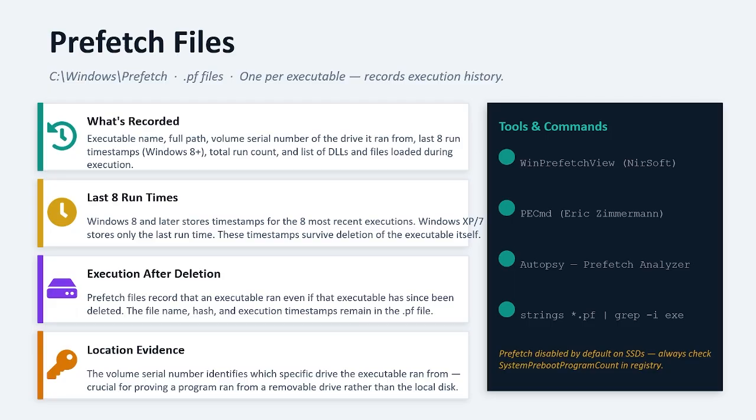files that were loaded, execution after deletion, which will record an executable that ran even if the executable has been deleted, volume serial numbers, things like that. So there's a number of tools out there which will list this information. WinPrefetchView from NirSoft, PECmd from Eric Zimmerman, Autopsy will also analyze it.